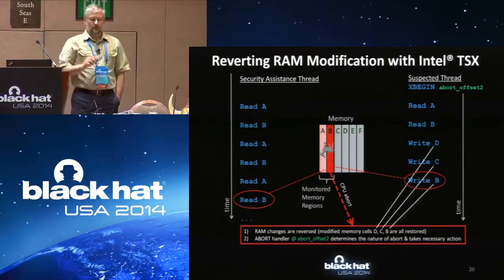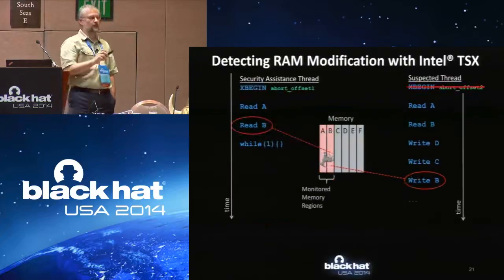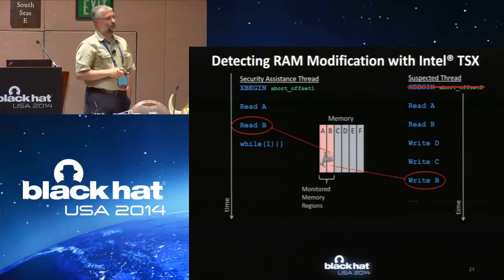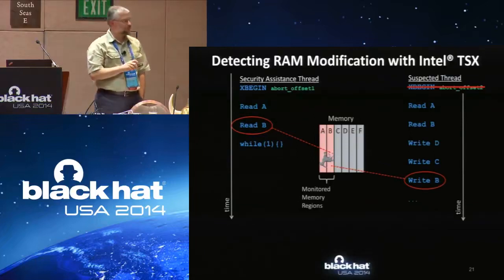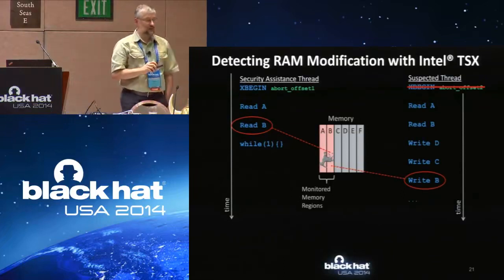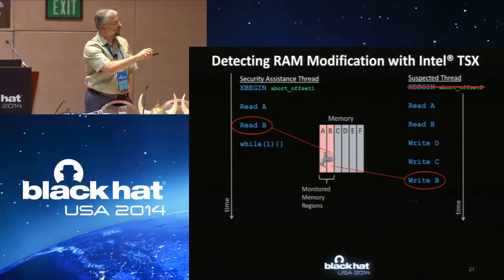But you can execute the same transaction in a slightly different way. If you don't inject XBEGIN into a suspected thread, you can still detect changes that it's doing to what you protect, only without memory reversal. And that's done again with asymmetrical launching of transactions. You have the security thread defined as a transaction. And the suspected thread now does not have XBEGIN.